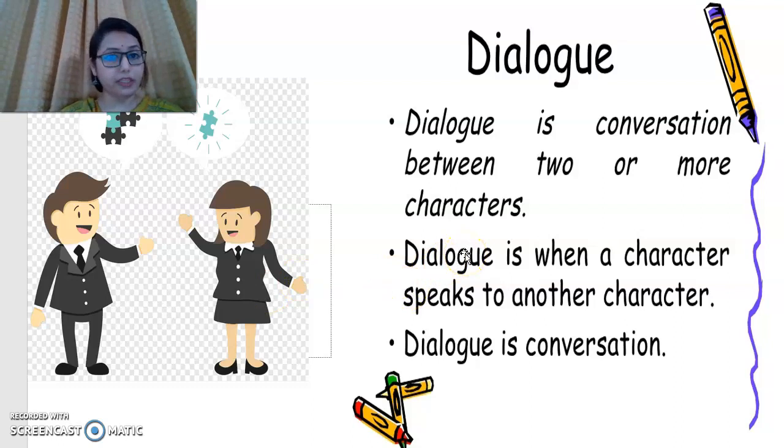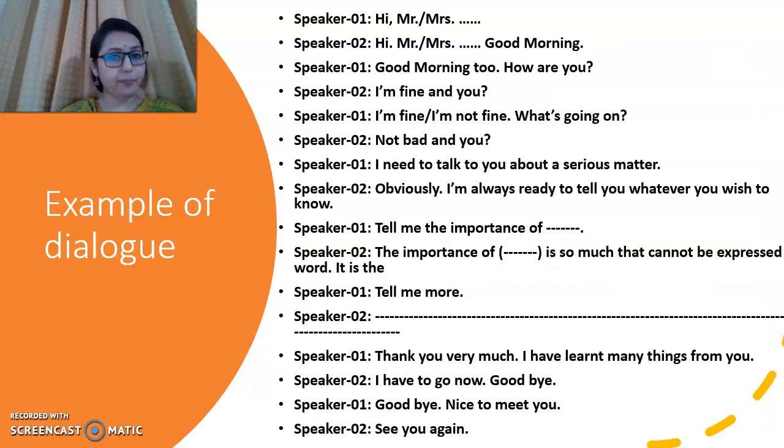So when will it be dialogue? When there will be the participation of two persons. Dialogue is when a character speaks to another character. Dialogue is conversation between two people, while two people are conversing with each other. That time it will be called dialogue. Otherwise, no. So let's see an example of dialogue.